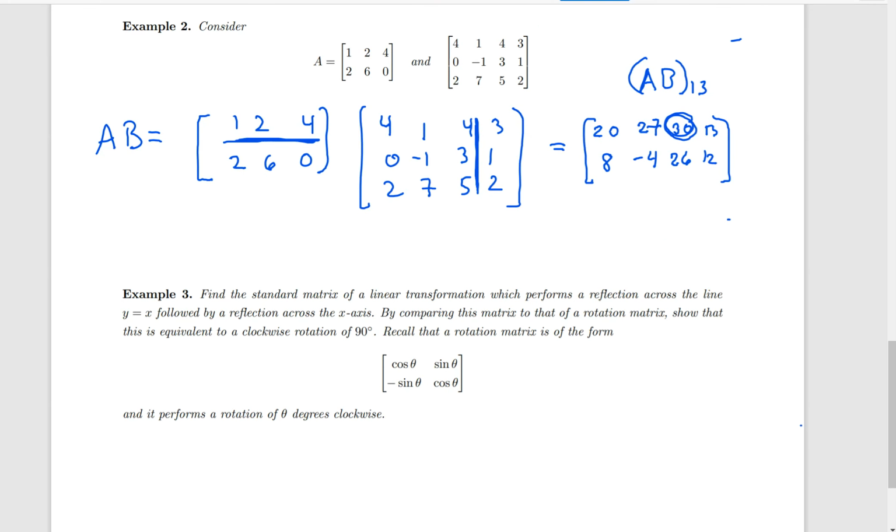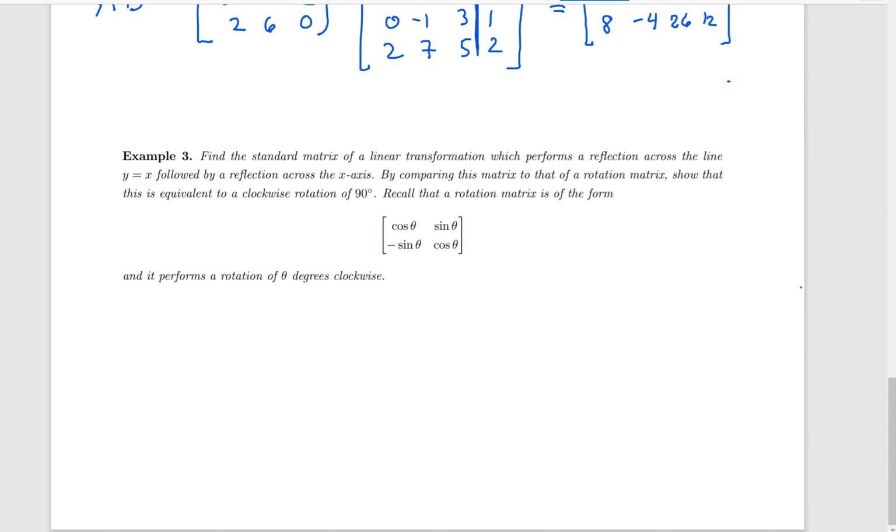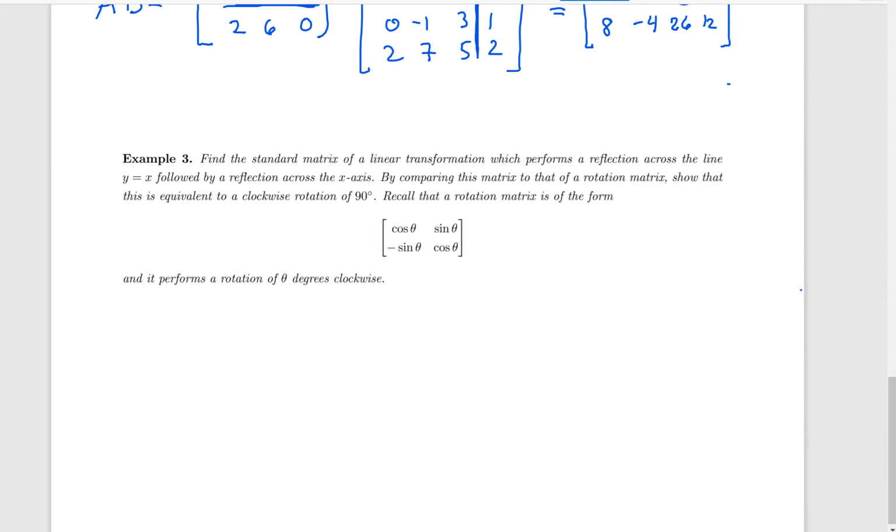So we're going to end up with another problem that maybe you can try to do by yourself. You want to find a standard matrix of a linear transformation which performs a reflection across the line y equals x, followed by a reflection across the x-axis. Let's just read that first sentence and try to come up with the answer for that, and then we'll read the second sentence afterwards. So find the standard matrix of a linear transformation which performs a reflection across the line y equals x. Maybe that's the first thing you want to figure out.